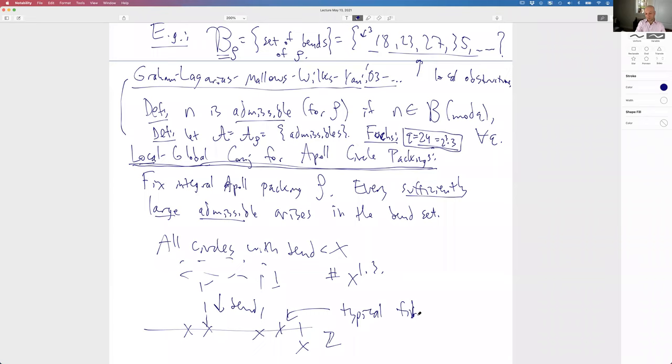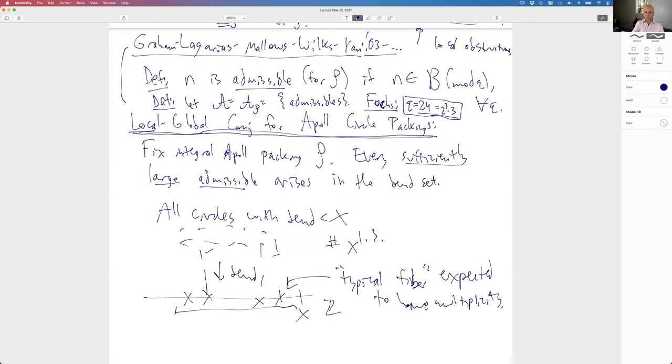A typical fiber is expected to have multiplicity. Well, if you're going to hit every number from 1 to x, or at least every admissible number, which again is a finite set of arithmetic progressions, then a typical fiber should have multiplicity. If there's x to the 1.3 circles, then each bend you would like to have multiplicity x to the 0.3. In other words, x to the delta minus 1, where 0.3 is meant to represent delta minus 1. Okay, this is just from the most naive box counting type argument.